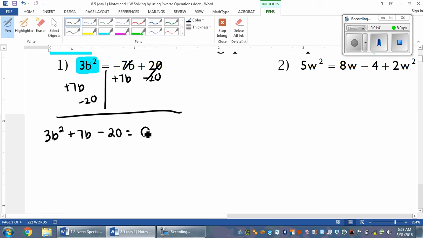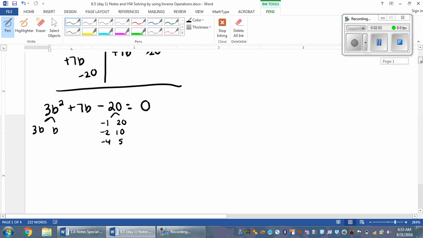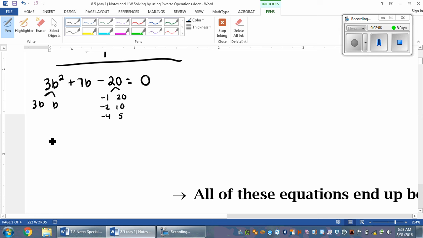That's important. All right, from here, always check for a GCF. There's no GCF, so go ahead and factor. If 3b and b, everything that makes negative 20 is negative 1 and 20, negative 2 and 10, and negative 4 and 5. Now, since there's a 3b in front, we don't know which combination we'll be working with, so we're going to have to check those inners and outers. Double check. And don't forget the equal 0.